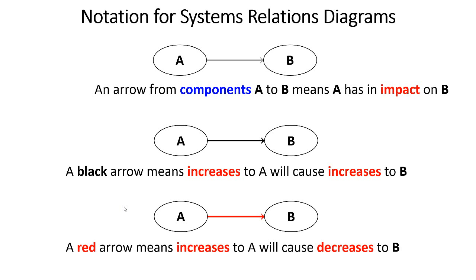We use a red arrow to indicate that we have an opposite effect. So increases to A will cause a decrease to B. Likewise, a decrease to A will cause B to increase. So having set the stage for the notation we're going to use in system relation diagrams, let's look at how we can map out some of these business performance relations.